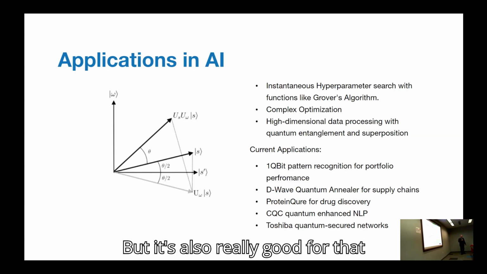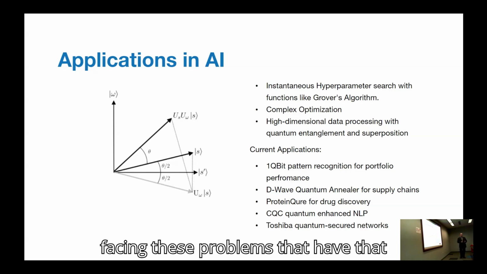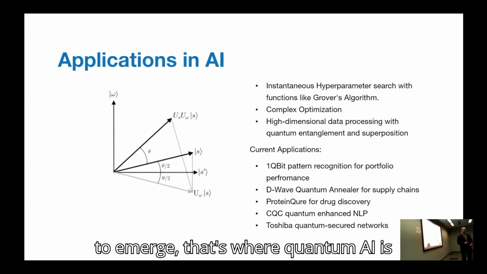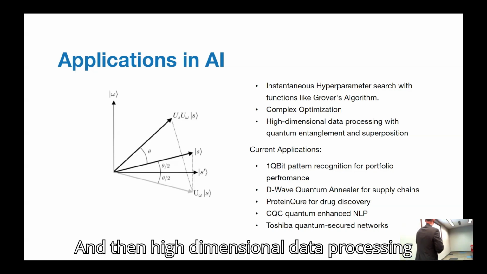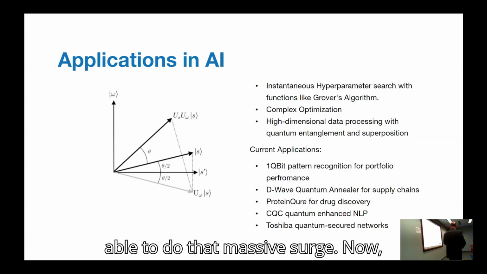But it's also really good for that complex optimization. Whenever you're facing these problems that have the combinatorial explosion of possibilities to search, that's where quantum AI is going to shine. And then high dimensional data processing with entanglement and superposition. Like I said, we use these principles, we're able to do that massive search.